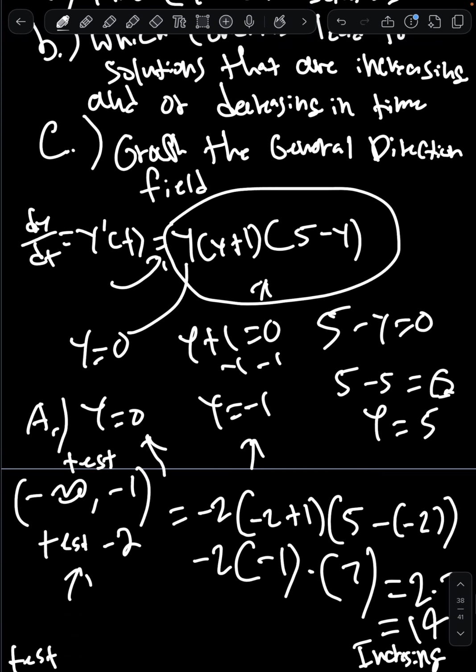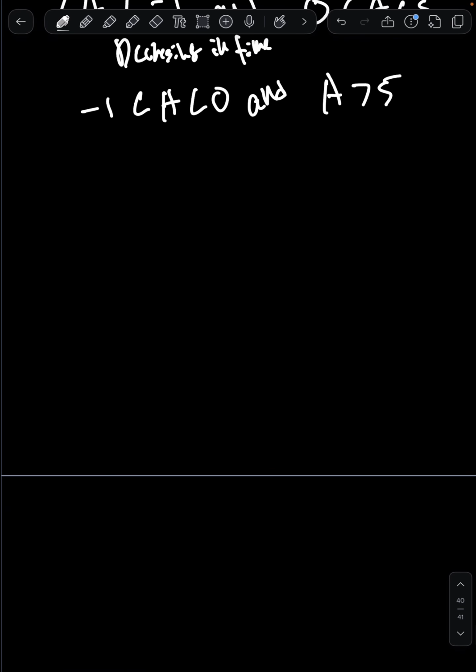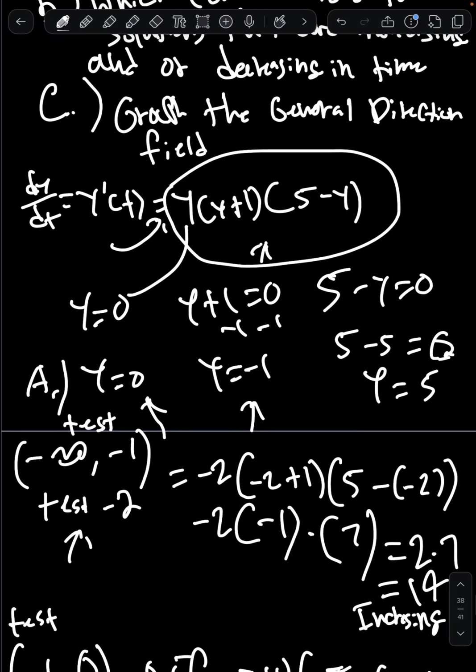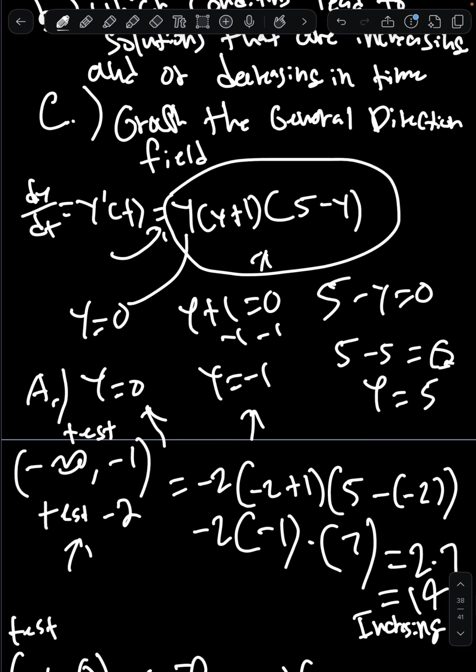Now we need part C. Part C wants us to graph a direction field. So let's set up this XY graph. First, let's go back up to the top. There, we found we had 3 equilibrium solutions for part A, right? We had y equals 0, y equals negative 1, and y equals 5. That means that the slope is 0 at those 3 values of y.